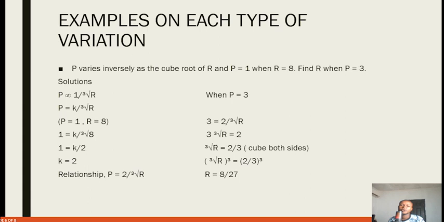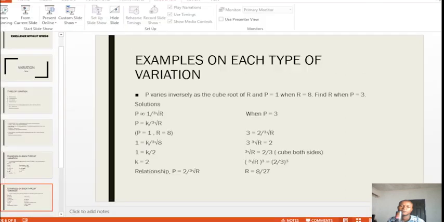Here we have the first value we have to substitute, in order to get our answer. We substitute both values in order to get the value of k. So here we have p equals 1 and r equals 8. When I substitute 8 instead of r, I'm going to have the cube root of 8. So the cube root of 8 equals 2.